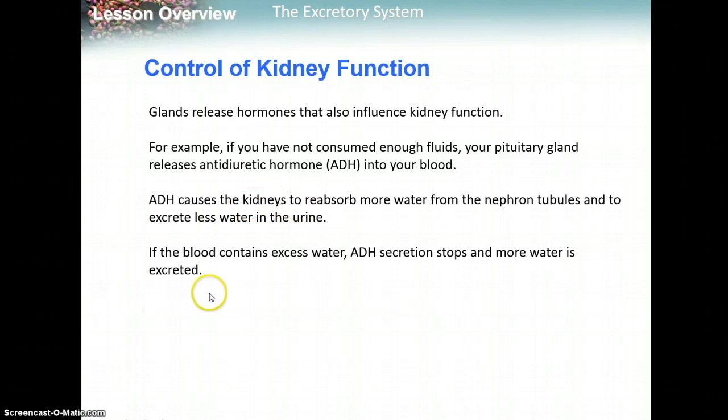If the blood contains excess water, ADH secretion stops. Then you're going to pee that extra water out. When you drink a ton of water, your body stops secreting this ADH, so then you can pee that excess water out. If you haven't drunk water all day, your body's going to secrete ADH, so your body can conserve all the water it has in its body.